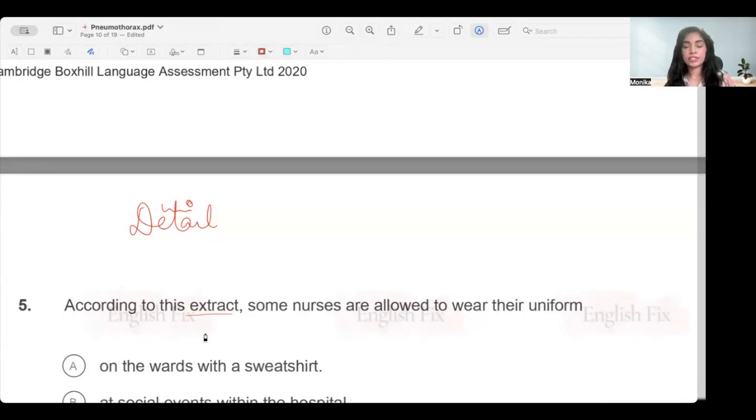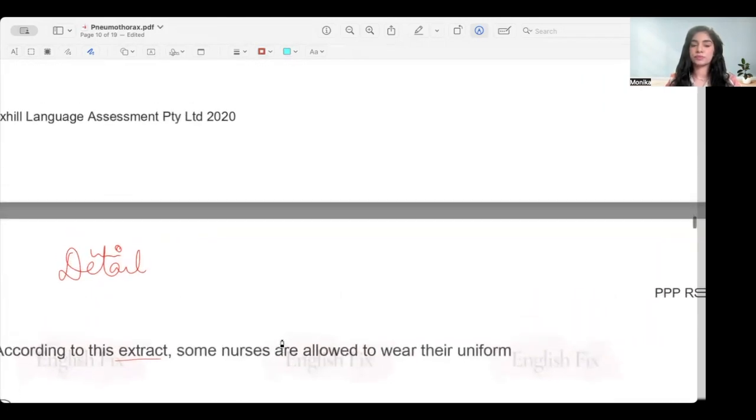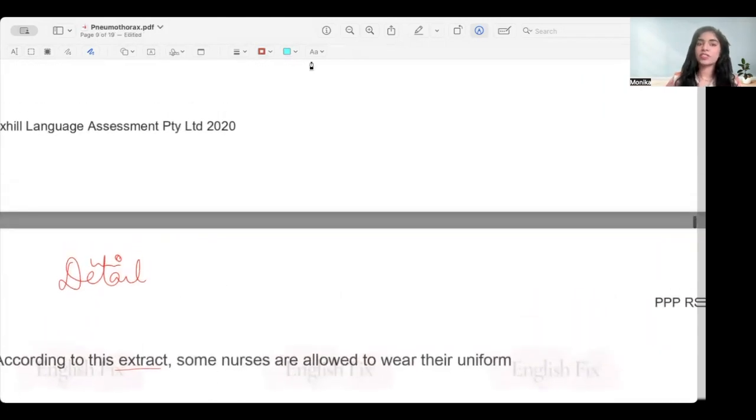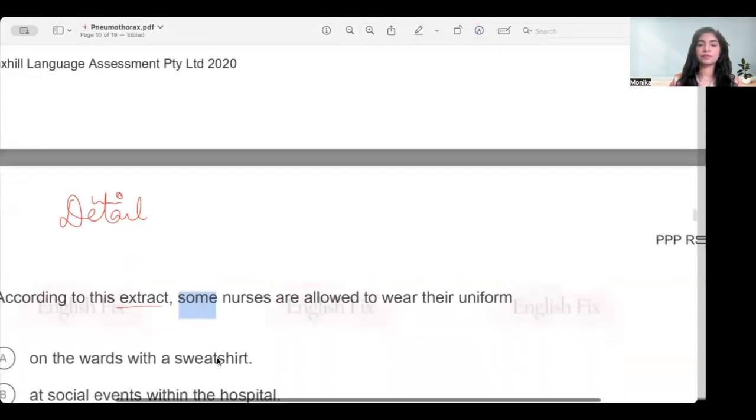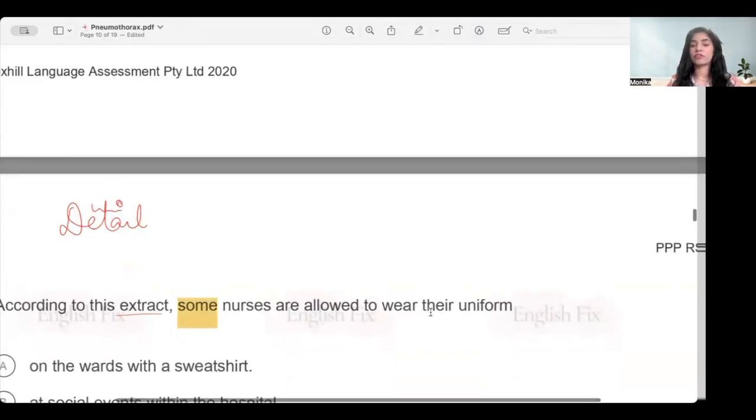The type of text here is not going to create that much of a problem for you as long as you're aware that it is going to be a guideline that is going to contain information from the hospital for staff or for patients. Now, according to this extract, some nurses, not all nurses, notice how they have used this term here. Some nurses are allowed to wear their uniform.